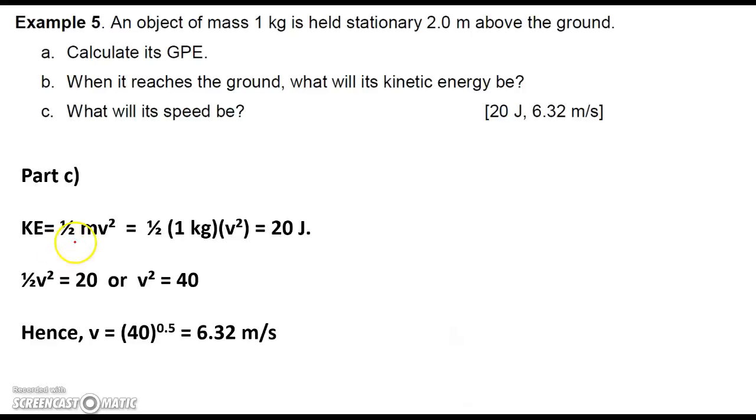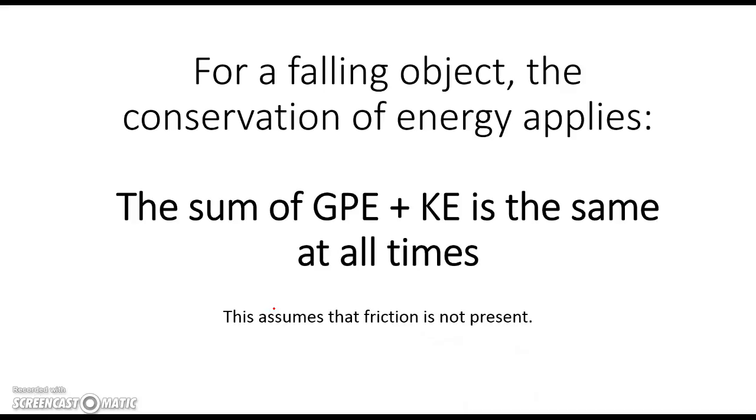Let the speed of the ball be v, and the formula for kinetic energy is half mv squared. We substitute the numbers that we know into the formula and let it equal 20 joules. Simplifying, that gives half v squared equals 20, or bringing the half over, v squared equals 40. Making v the subject by taking the square root of 40, that gives the speed of the ball just before it reaches the ground as 6.32 meters per second. So this is a simple example of conservation of energy. The sum of GPE, the gravitational potential energy, plus kinetic energy is the same at all times.